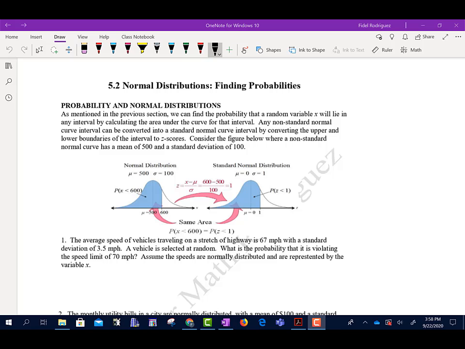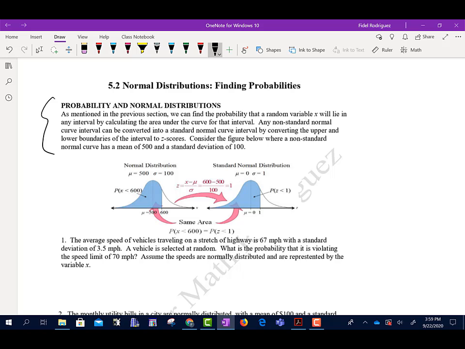Section 5.2 talks about normal distributions and how to find probabilities. So let's take a look at this first paragraph and see what we can figure out. Probability in normal distributions. It says, as mentioned in the previous section, we can find the probability that a random variable x will lie in any interval by calculating the area under the curve for that interval. Any non-standard normal curve interval can be converted into a standard normal curve interval by converting the upper and lower boundaries of the interval to z-scores.